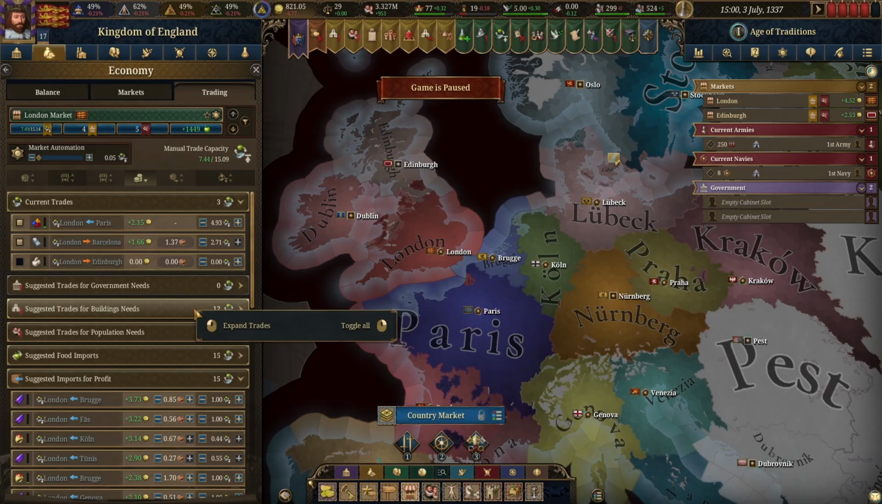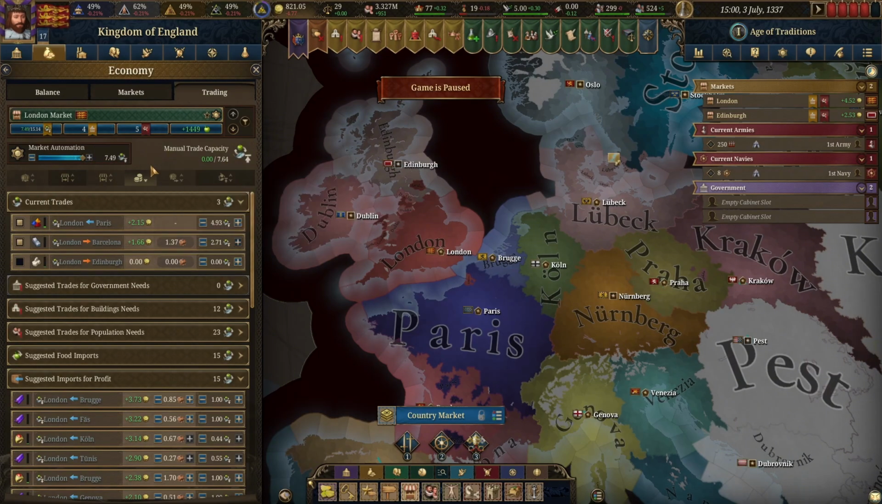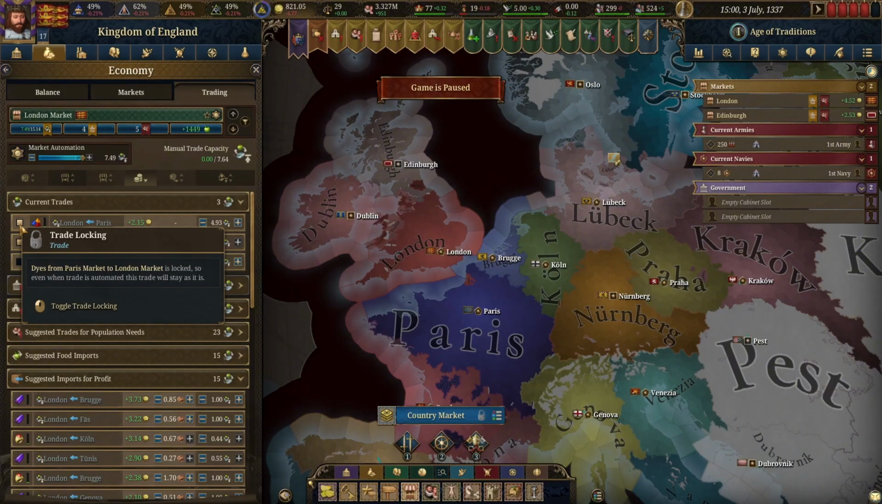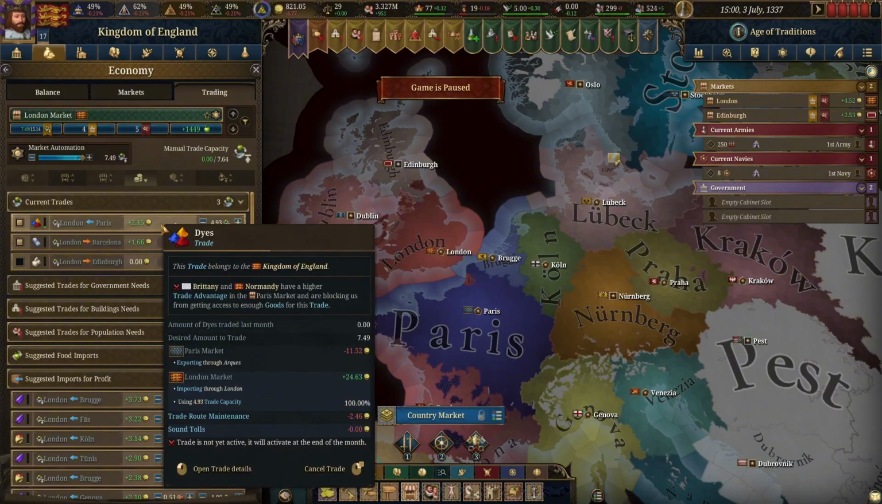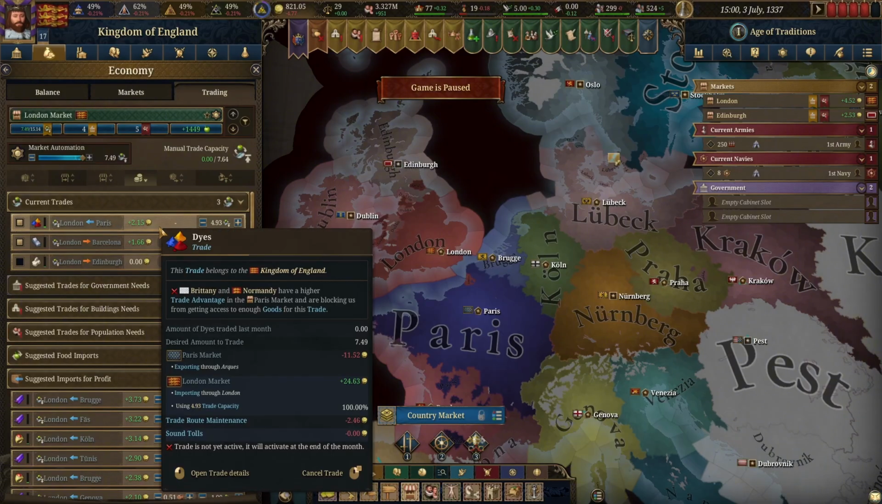But let's just cover market automation really quick. If I were to keep this checked and slide market automation all the way to the right, all that would do is make the game automatically select trades for you that you haven't already selected. The trades that you've already selected are currently locked by this button here, and you can always unclick this and cancel the trade route. So what would happen is these 2 routes would stay here until the end of the game.